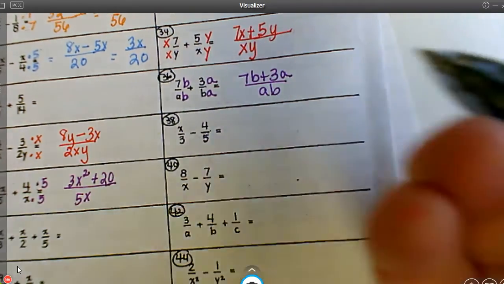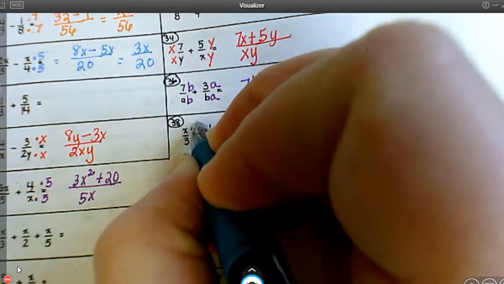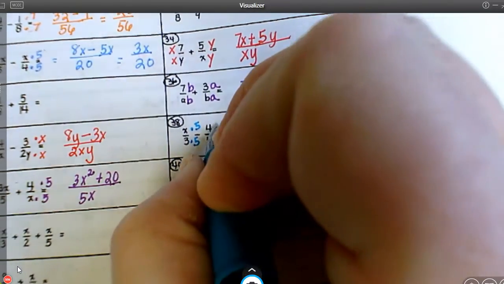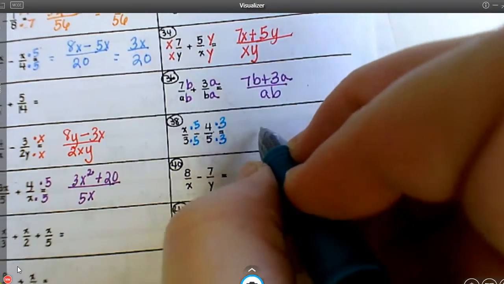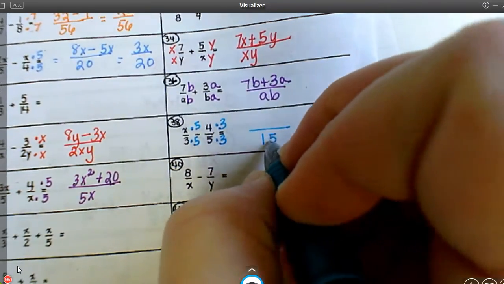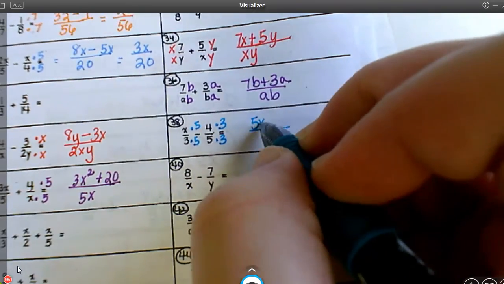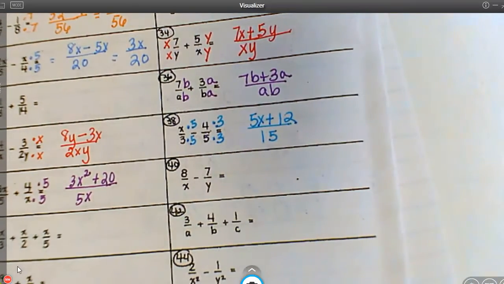On 38, we're going to multiply the 3 times 5, which means the x has got to be multiplied by 5. We need to multiply the 5 by 3, which means the 4 has got to be multiplied by 3. So on the bottom, that's going to give us a 15, because 3 times 5 is 15. X times 5 is 5x. 4 times 3 is 12. And so we get that answer.